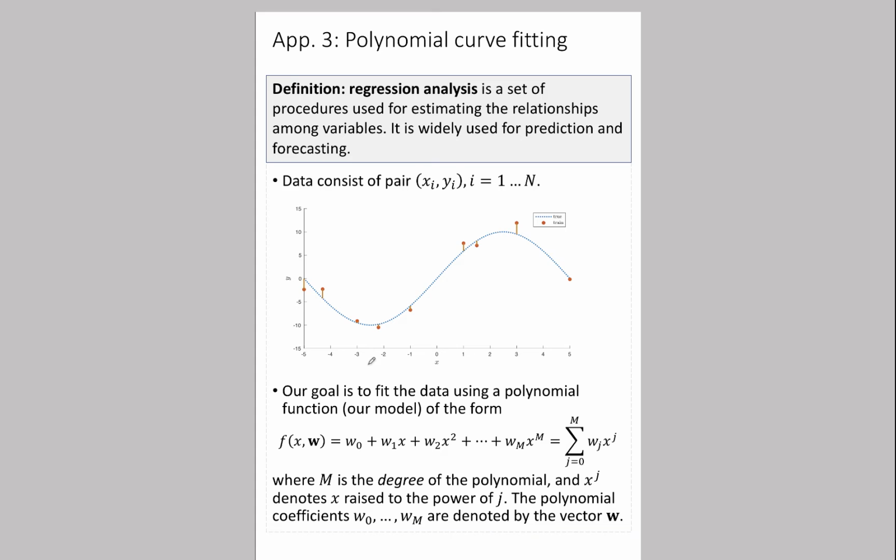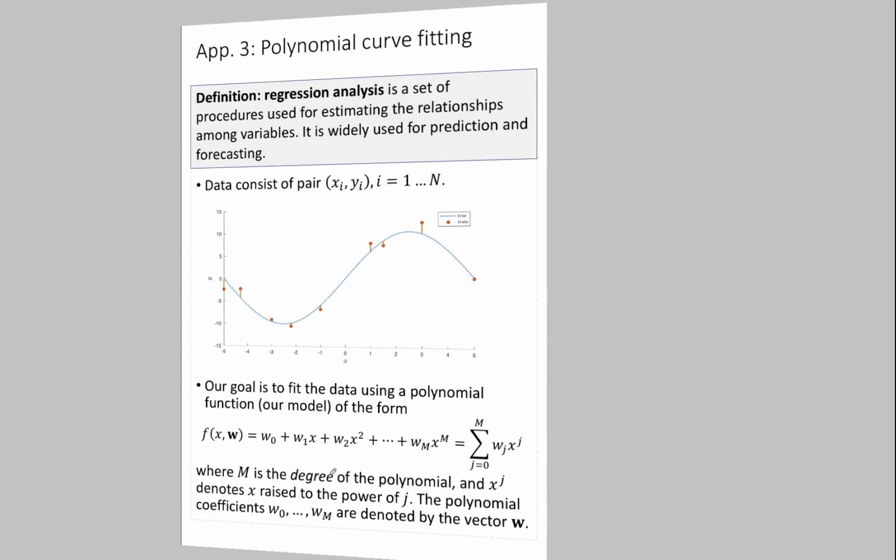So we want to fit the data using a polynomial function, our model, of the following form, where m is the degree of the polynomial and x superscript j denotes x raised to the power of j. The polynomial coefficients w0 to wm are denoted by the vector w. Having obtained the polynomial model, we are able to predict what y should be for a given x.